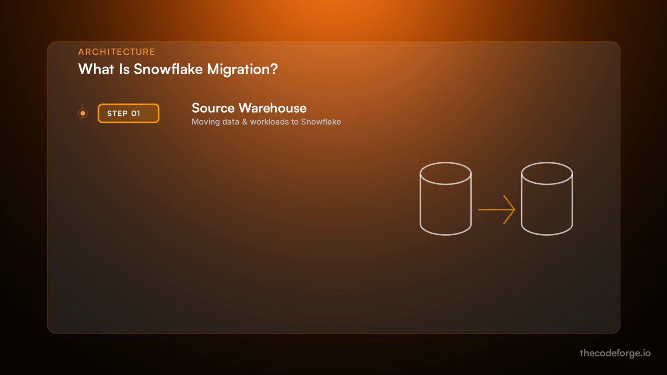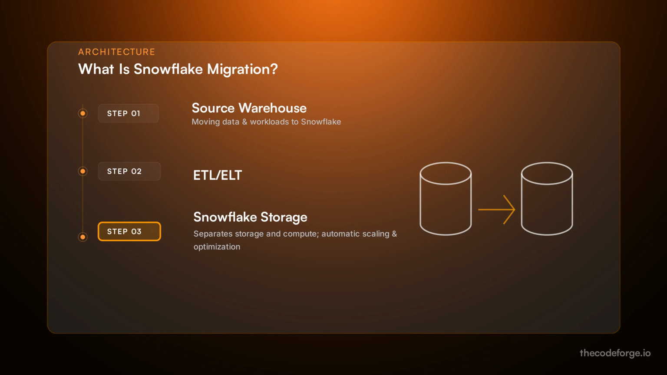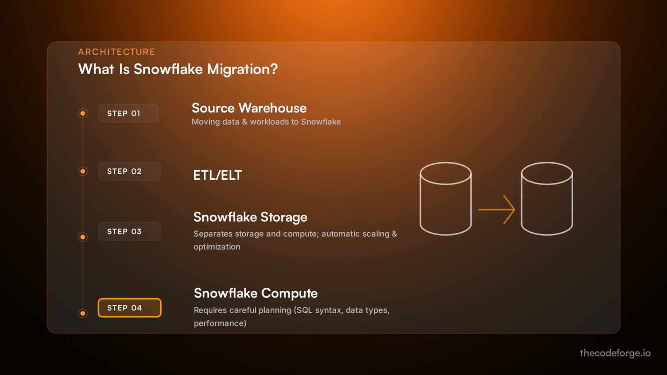Snowflake migration involves moving your data, schemas, and workloads from a source warehouse, typically through ETL or ELT pipelines, into Snowflake. Its unique architecture, separating storage and compute, automatic scaling, and near-zero maintenance, makes it attractive. But differences in SQL syntax, data types, and performance optimization require careful planning.